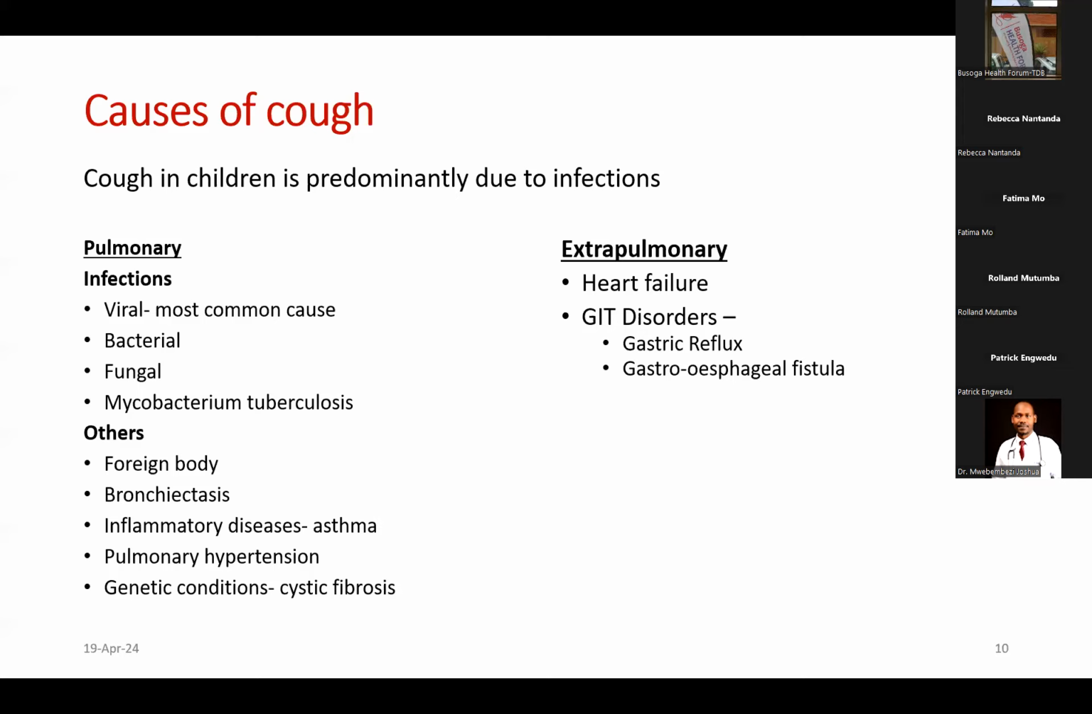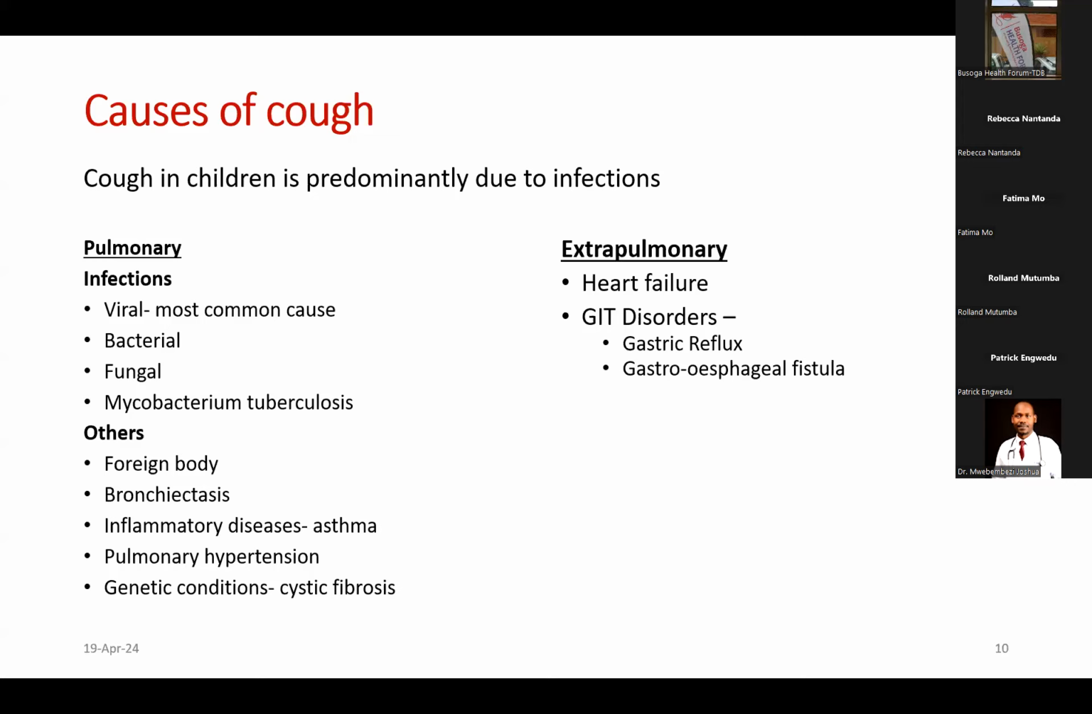But we also know that some coughs are because of bacterial infections or fungal infections, but also the Mycobacterium tuberculosis causes coughs in children. Then there are other causes like the foreign body, coughs due to bronchiectasis, inflammatory diseases like we have in asthma, pulmonary hypertension. Sometimes you have genetic conditions like cystic fibrosis. We always say that we don't have it here, but we don't know because we haven't done really research to look out for it. And we don't routinely look out for it. So probably some of these coughs we see are because of genetic conditions.